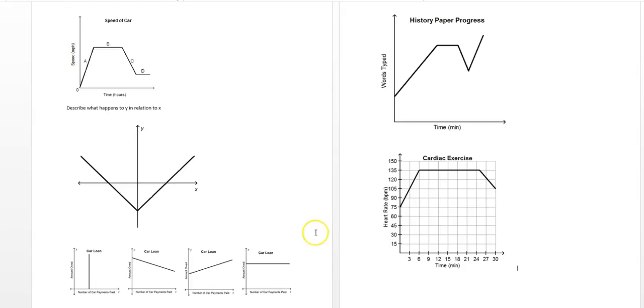Here are 4 graphs showing a car loan, and the amount that's owed is here. So as we go up, the amount owed is greater. And this is the number of car payments we made. So here's 0 payments. So this is how much we initially owed.